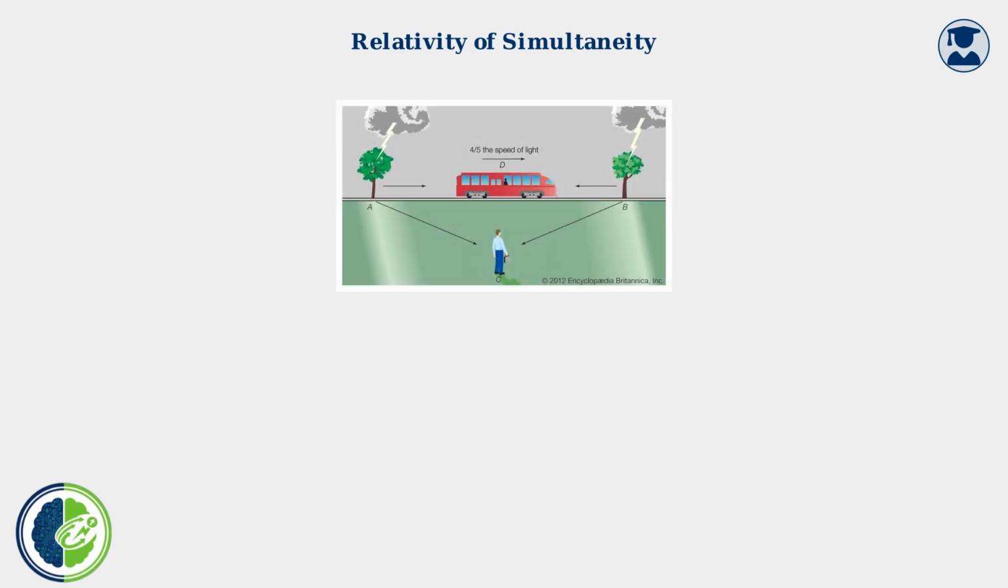A fundamental concept in special relativity is the relativity of simultaneity. Events that appear to happen at the same time for one observer may not be simultaneous for another observer moving at high speed. In this thought experiment, lightning strikes two trees simultaneously from the perspective of a stationary observer. However, a passenger on the fast-moving train will observe these events at different times due to the finite speed of light.